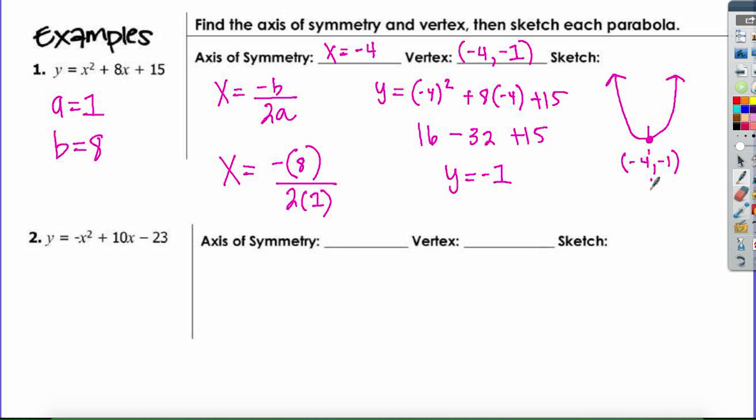The line of symmetry, this axis of symmetry, happens at the equation x equals negative 4. And also we know that this is considered a minimum. The vertex is a minimum. So we'll try another one here. This time our a value is technically a negative 1. Our b value is 10.